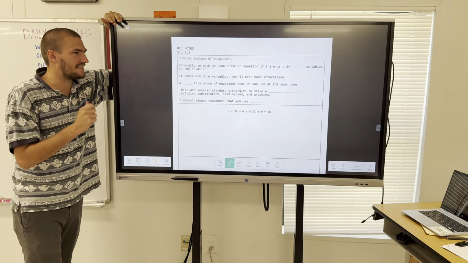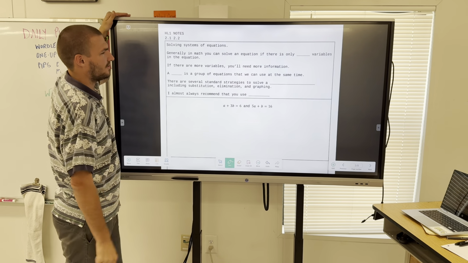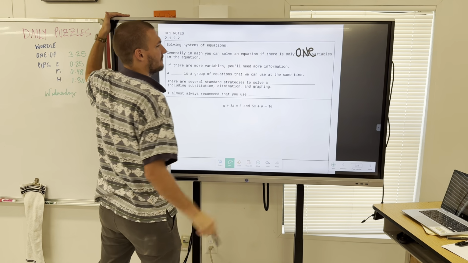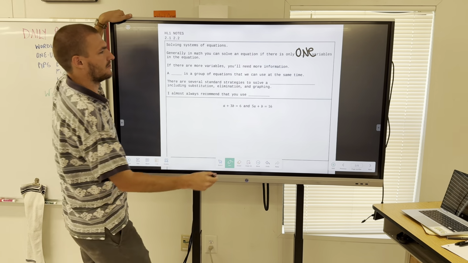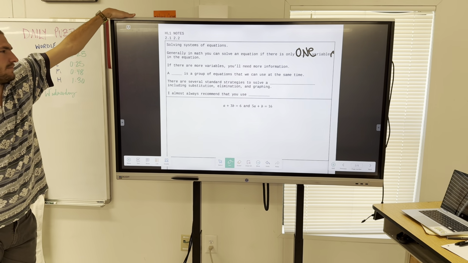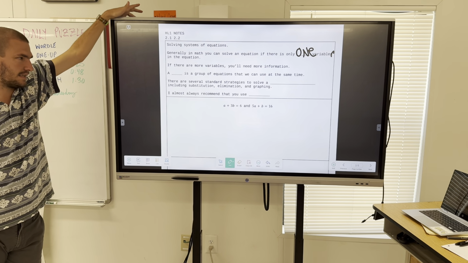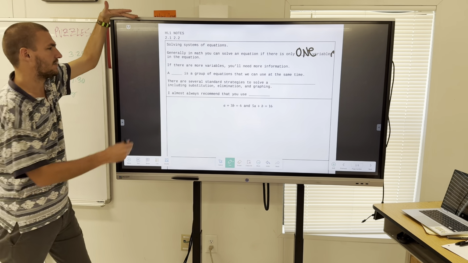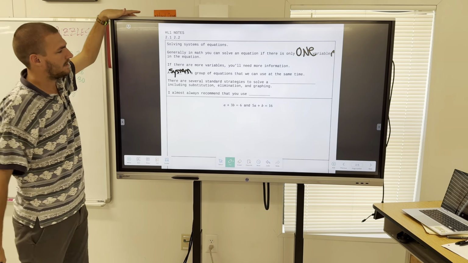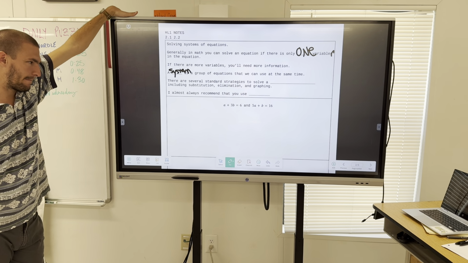Welcome, solving systems of equations. Generally in math, you can solve an equation if there is only one variable. There are some typos on here for sure. One variable in the equation. If there are more variables, you're stuck. You'll need some more information. So we're gonna use a system, which is a group of equations that we can use at the same time.